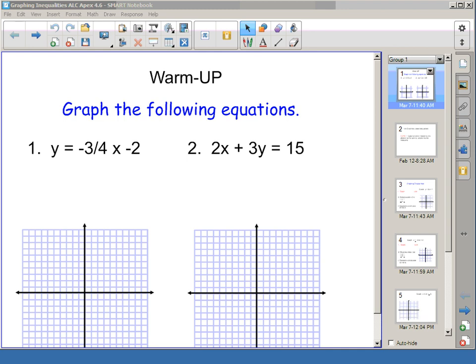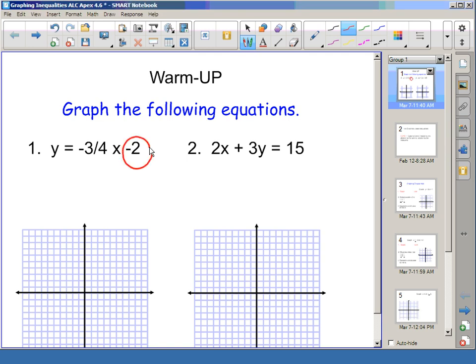All right, this lesson, section 4.6, is on linear inequalities. Before we get started, we need to review how to graph a line. Let's review here. Number one, y equals negative 3/4 x minus 2. The first thing you want to do is look for the y-intercept. Our y-intercept is negative 2, so go to negative 2 on the y-axis.